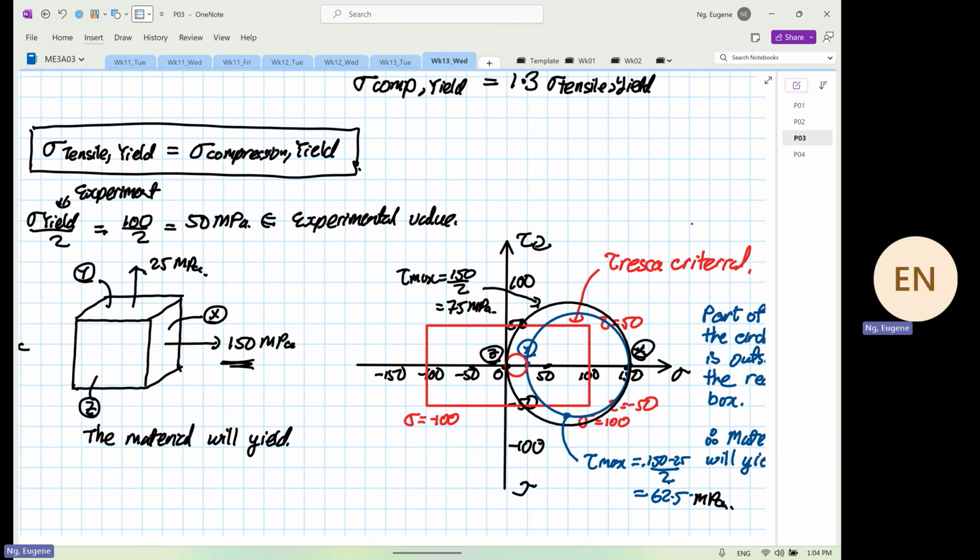Let's do something. I'm going to do that next. So for this case, usually you will fail by shear first. Most material will fail by shear first, because the shear has a lower magnitude than normal stress.